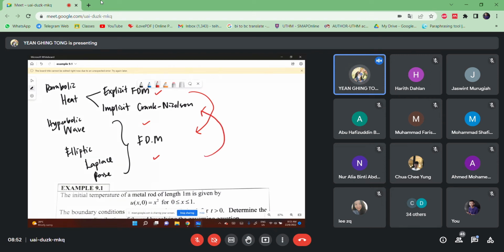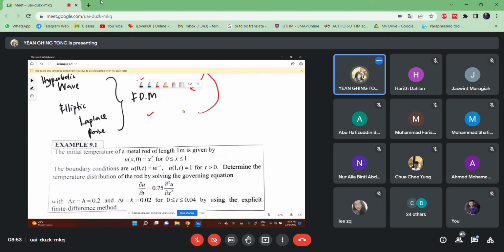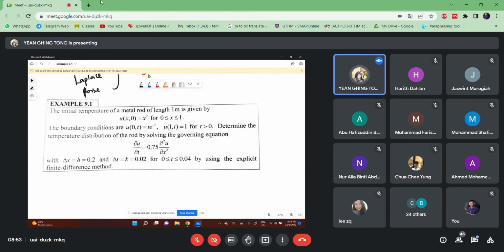I am afraid you will become confused later, because the molecule graph is a bit complicated. So we start with the heat equation first, the implicit finite difference method. This is the example in the book, example 9.1, on page 218.